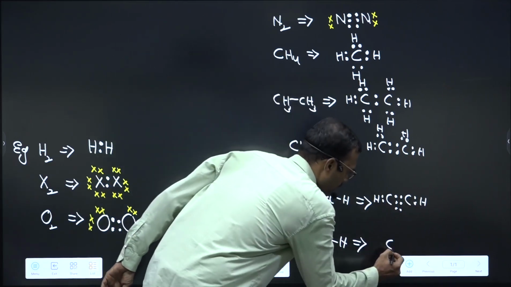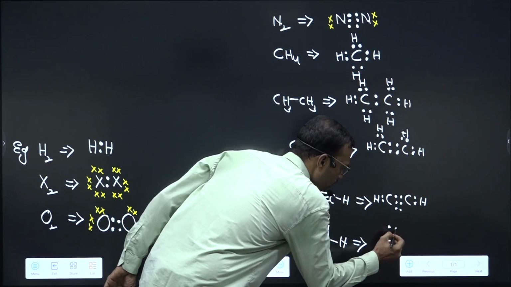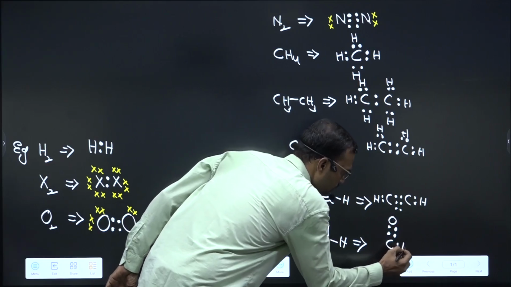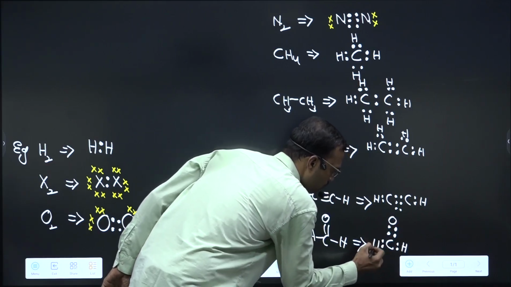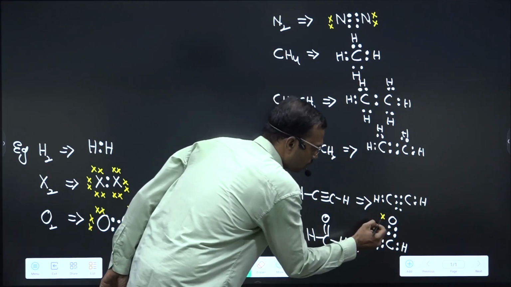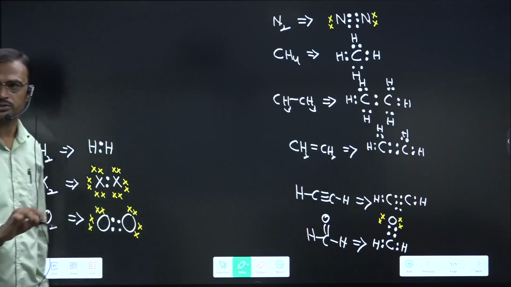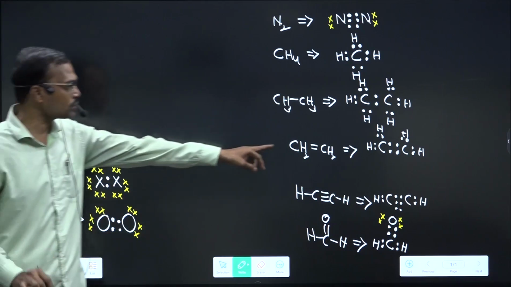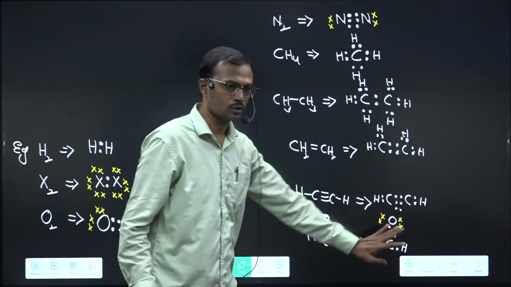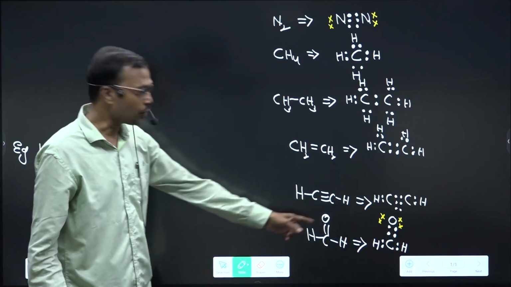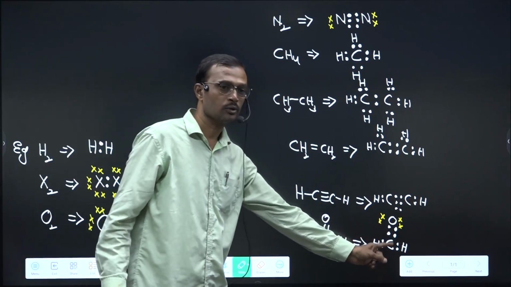And here carbon 4 electrons with oxygen, 2 electrons with hydrogen, here 2 electrons with hydrogen, and oxygen carries a lone pair like this. Don't put any bond, only dots you need to write. That's why it is called dot structures. Here we are putting bonds, here we are writing dots. This is called the formaldehyde structure in the case of Lewis dot.